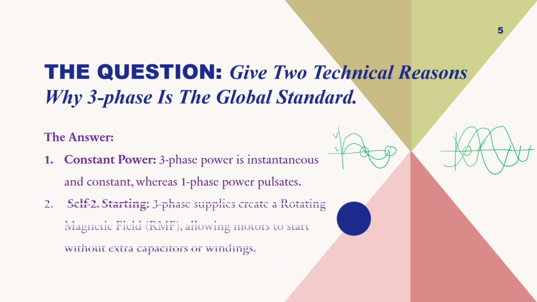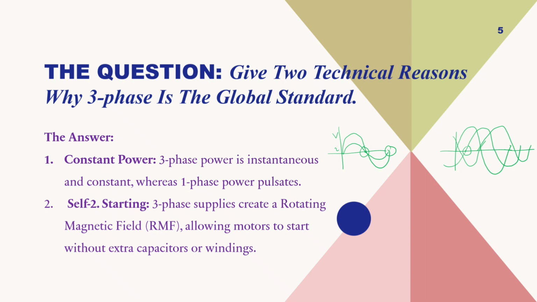The next reason is self-starting. Three-phase supplies create a rotating magnetic field, called RMF. So if you are using three-phase induction motors, very commonly used in industries, it allows motors to start easily without the need for extra capacitors or auxiliary windings to start the motors. So it is a great advantage for operating the machines. You can easily start the motors without spending on the extra cost of capacitors or windings, which you would need if you were using a single phase supply.